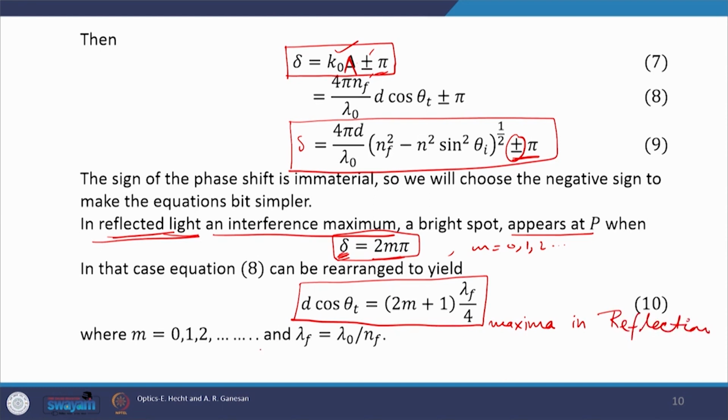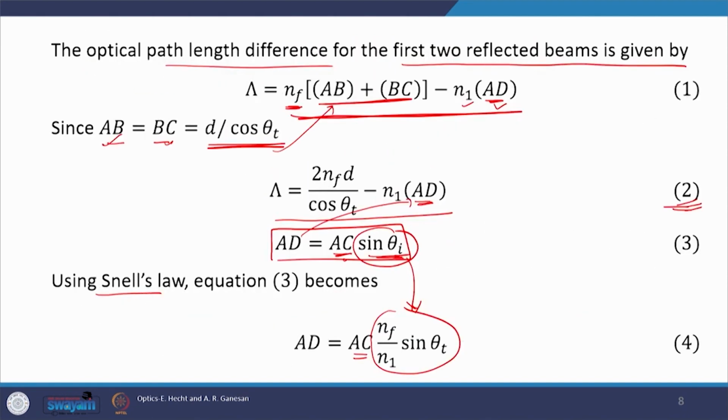Here m is an integer and lambda f is equal to lambda naught by nf. Lambda f is the wavelength of light in film, which differs from the wavelength of light in vacuum. Now, once the maxima in reflection is known, we can calculate the condition of maxima and minima in transmission too. What would be the difference? Let us go back to the first figure.